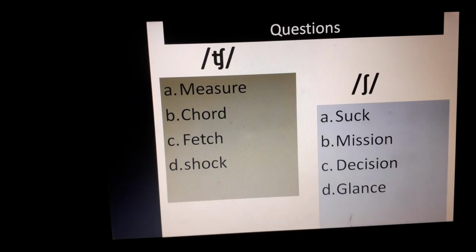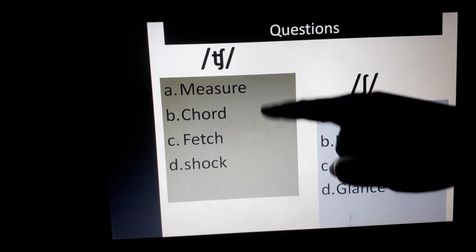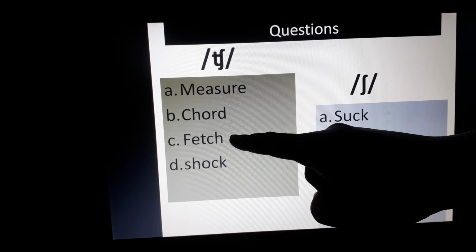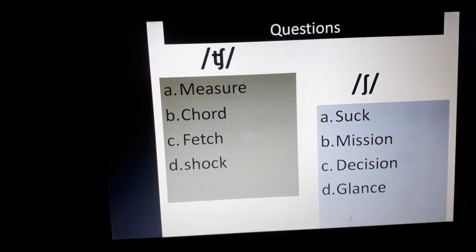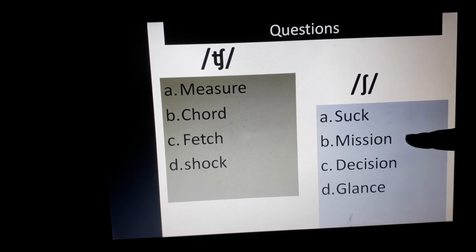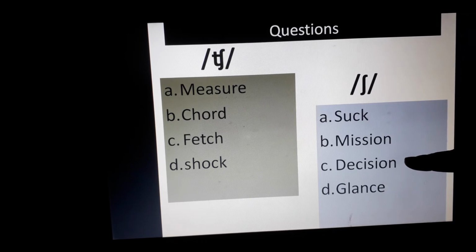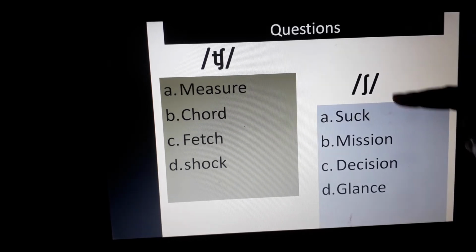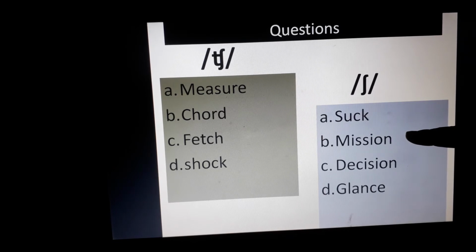So let's do a bit of exercise. Let me be sure you know how to identify them. Can you tell me what is likely to be our answer here? We have fetch. If you picked that, that's the correct answer. How about here? If you pick mission, that's the correct answer. This is not decision. This is decision. So mission, decision. And we're looking for sh. So our answer will be B. Mission. Don't forget this is decision.